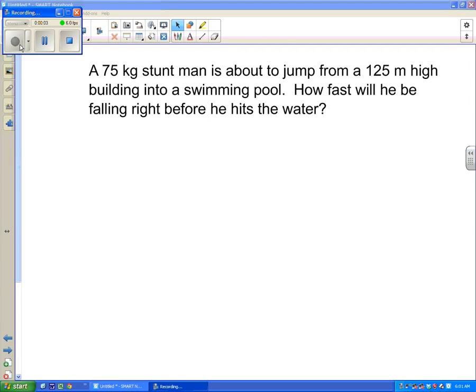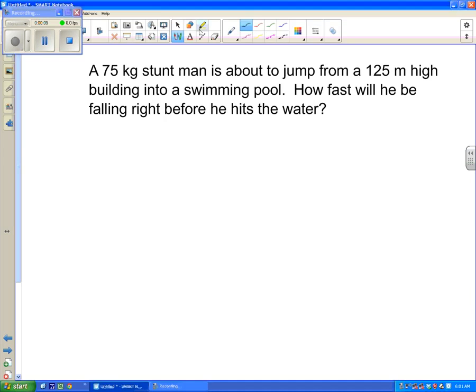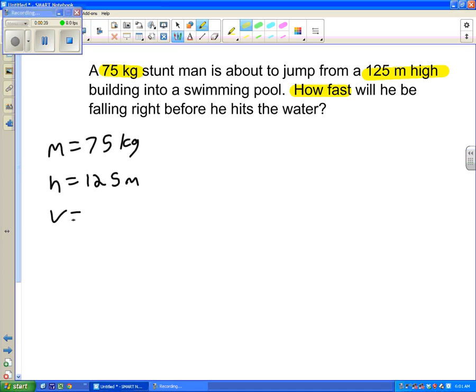All right, in this example, we are going to look at conservation of energy. And like all problems, we start with identifying what we know. So we have 75 kilograms, and I know that's a mass. And I have 125 meters high, so that is going to be a height of 125 meters. So we have this 75 kilogram stuntman jumping from a 125 meter high building into a swimming pool, and we're trying to figure out how fast will he be falling. So that's our question mark, right before he hits the water.